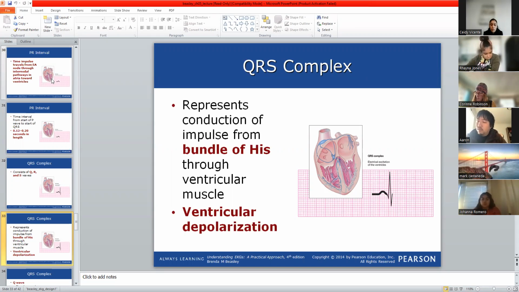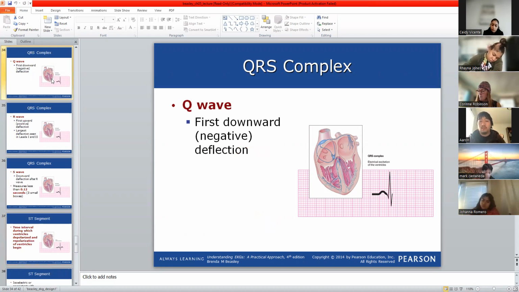Can anyone tell me what is the meaning of depolarization? Is that contraction? Yes, correct. What other word? Systole. Systole, perfect. So depolarization means contraction, means systole. Correct answer. All right.